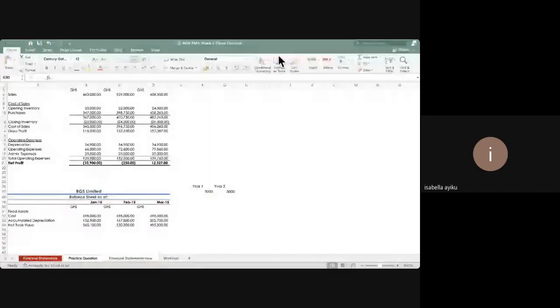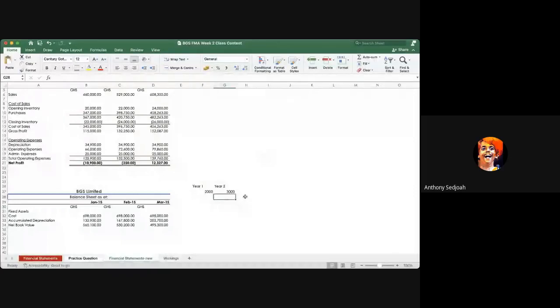1,000. No, let me ask the question again. So we bought an asset in year 1, and we said that in year 1 it depreciated by 2,000. Year 2, it has depreciated again by 3,000. So as at year 2, how much has the asset depreciated by in total? Isabella.